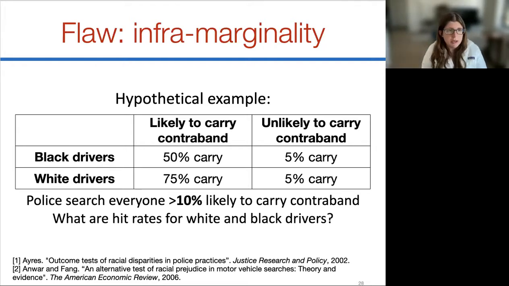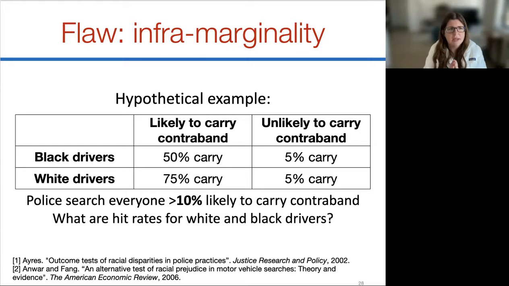And so they'll end up with a hit rate of 50% for Black drivers, 75% for white drivers. So it will look under the outcome test like there's discrimination, even though by assumption in this hypothetical example, the police are applying the same threshold to everyone, irrespective of race. And the outcome test can also yield misleading results in the other direction, where it fails to find discrimination, even though in fact it is occurring.